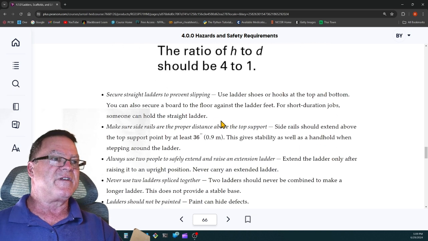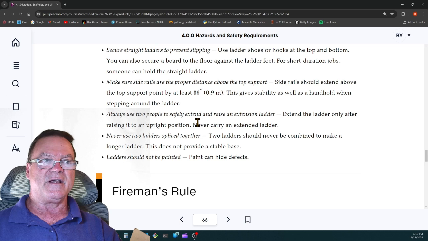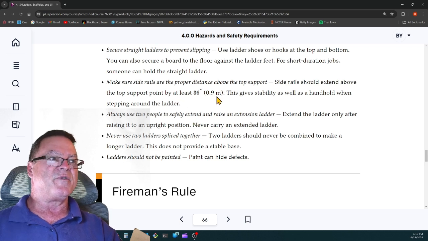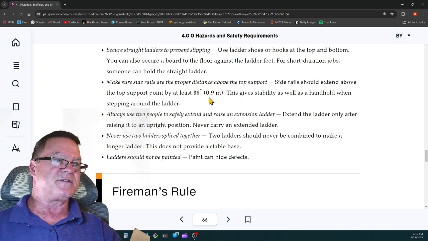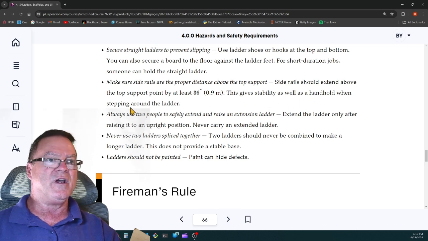Secure straight ladders to prevent slipping. Use ladder shoes or hooks at the top and bottom. You can also secure a board to the floor against the ladder feet. For short duration jobs, someone can just hold the bottom of the straight ladder. Make sure the side rails are the proper distance above the top support. Side rails should extend above the top support point by at least 36 inches, 3 feet. This gives stability as well as a handhold when stepping around the ladder.